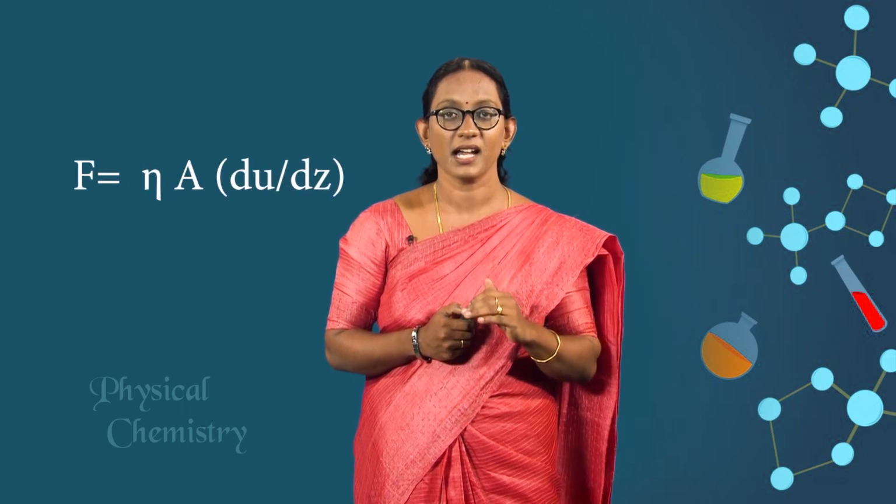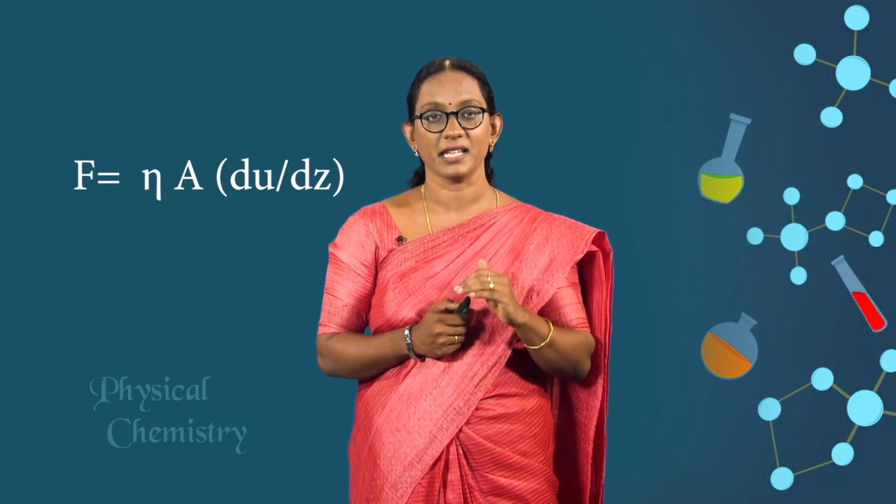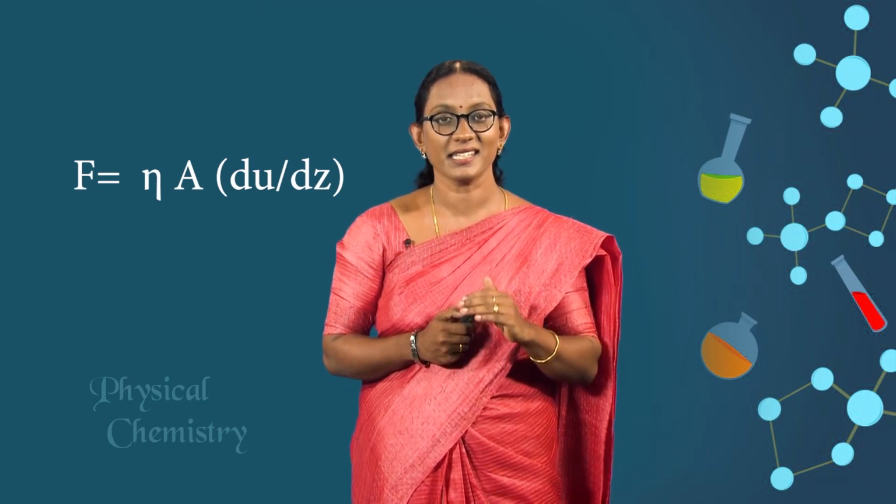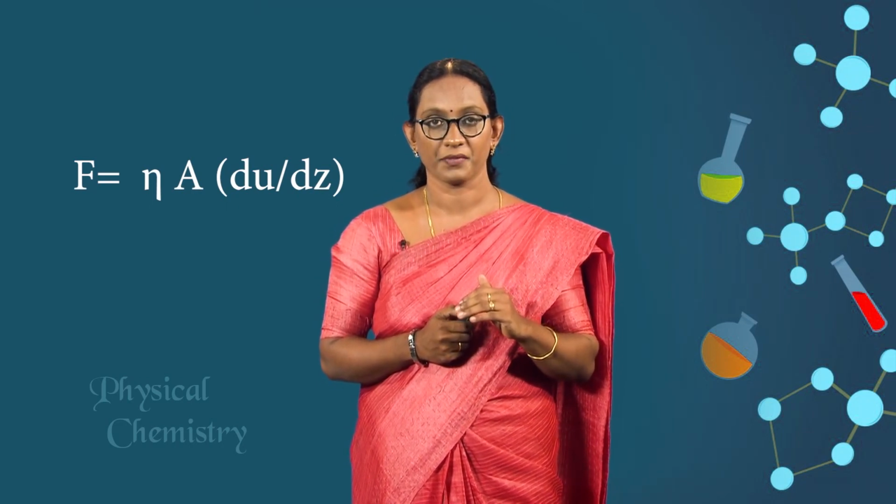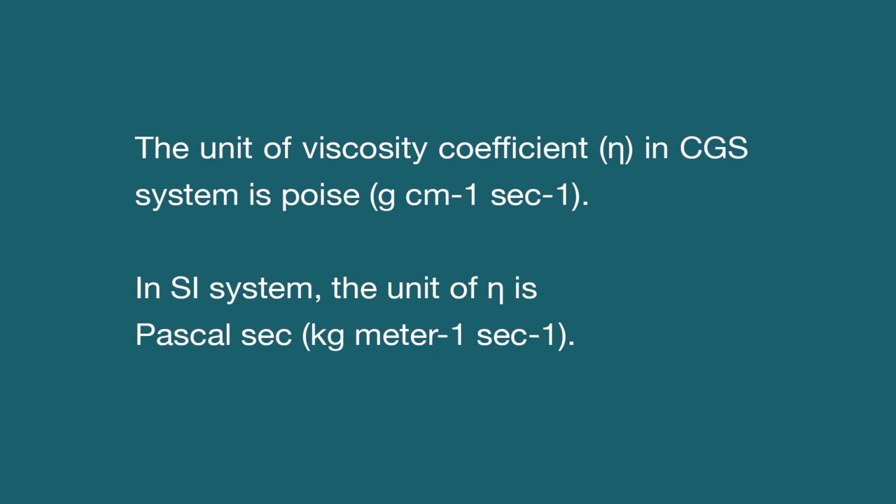To change this proportionality sign, we multiply by a constant, so that the equation becomes F equal to eta into A into du by dz. This proportionality constant eta is known as the coefficient of viscosity. According to the above mathematical formula, viscosity is defined as the force per unit area originated between two layers moving with unit velocity gradient. The unit of viscosity coefficient eta in the CGS system is poise, that is gram per centimeter inverse second inverse. In the SI system, the unit of eta is Pascal second, that is kilogram meter inverse second inverse.